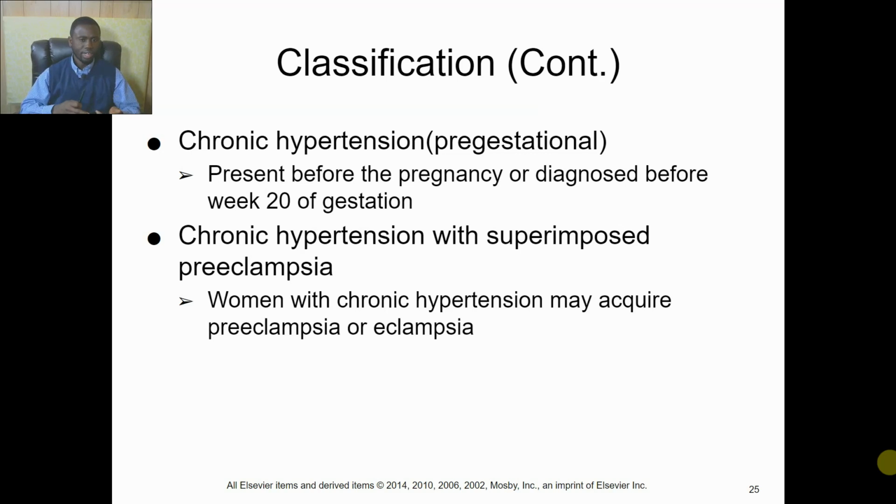A woman with chronic hypertension that is controlled can also develop preeclampsia, which will increase the baseline blood pressure, and this is called superimposed preeclampsia.